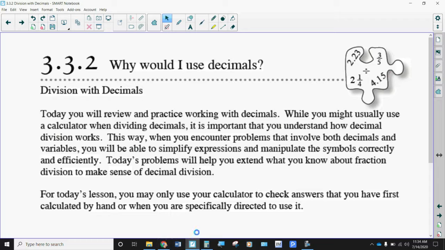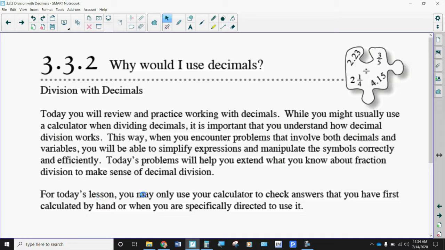Today you will review and practice working with decimals. While you might usually use a calculator when dividing decimals, it is important that you understand how decimal division works. This way, when you encounter problems that involve both decimals and variables, you'll be able to simplify expressions and manipulate the symbols correctly and efficiently. Today's problems will help you extend what you know about fraction division and make sense of why we do what we do when we do the decimal division.